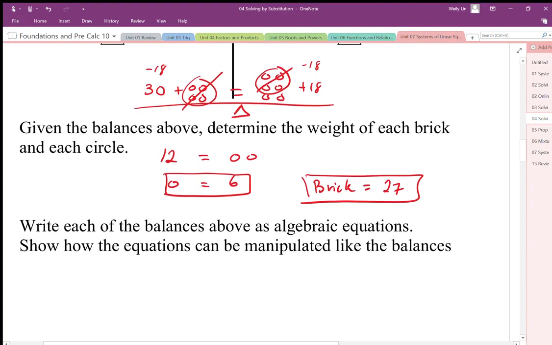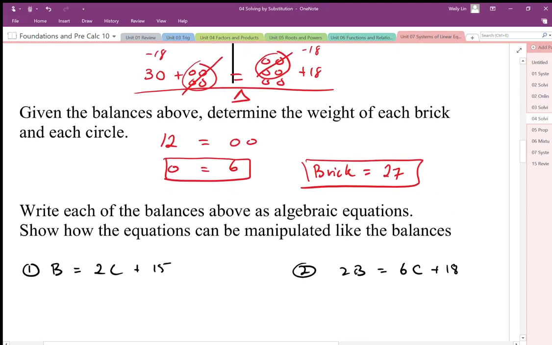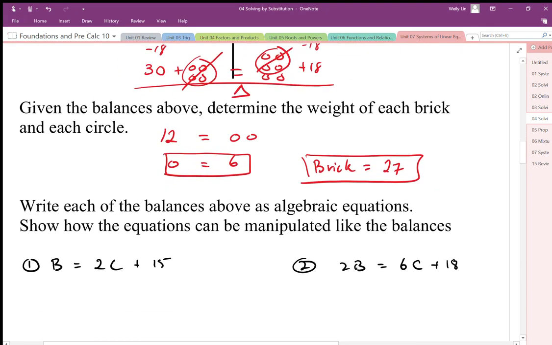I can also do the same thing using an algebraic equation. So here I have a brick is equal to 2 circles plus 15. That's one equation. My other equation is I have 2 bricks, and that's balancing 6 circles plus 18. And I can do what I did before. I can double my equation here.